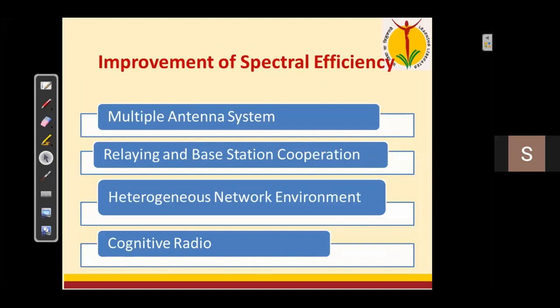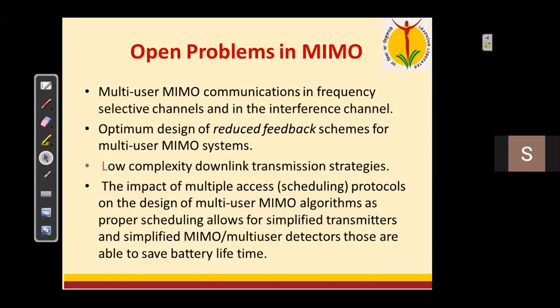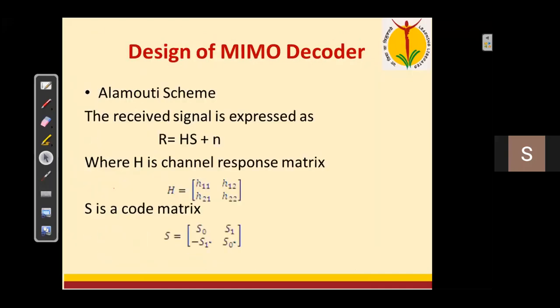These are the ways to improve the spectral efficiency. One is multiple antennas, which I have told. Maybe we can have relaying base station operation. Another is heterogeneous network gradation, so we can increase the communication between the base station and the mobile user. Another is software defined radio, or cognitive radio. So this is the technology. I'm not going to talk about MIMO.